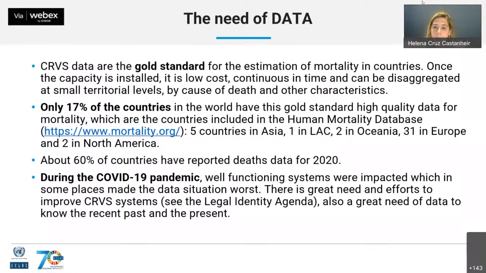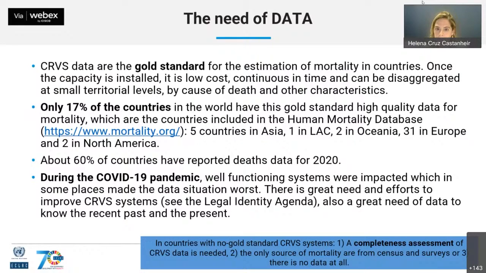And even with a well-functioning, perfect CRVS system and high completeness, we still had some problems during the pandemic to collect the data, right? So the well-functioning systems were impacted. We saw with the UNSD webinars where civil registrars were interviewed and spoke about the situation. It was challenging to get this data. So there is a great need of data to know the recent past and the present.